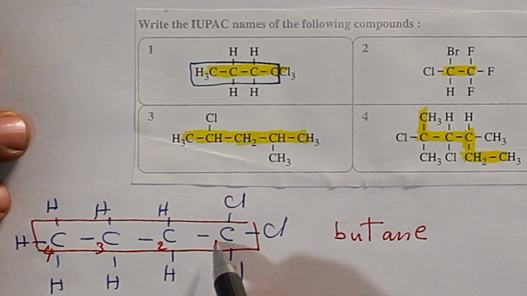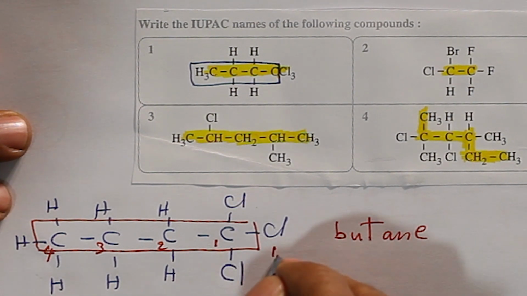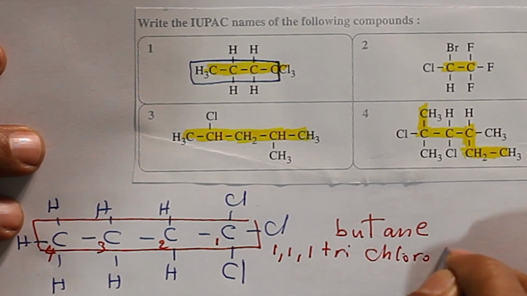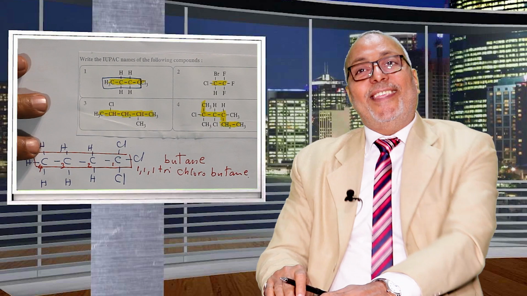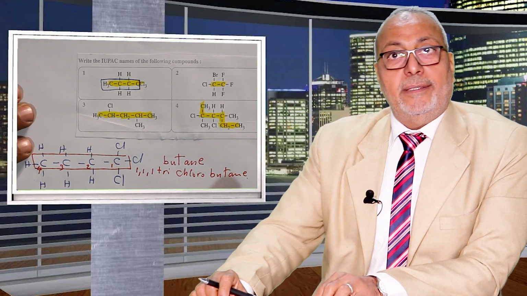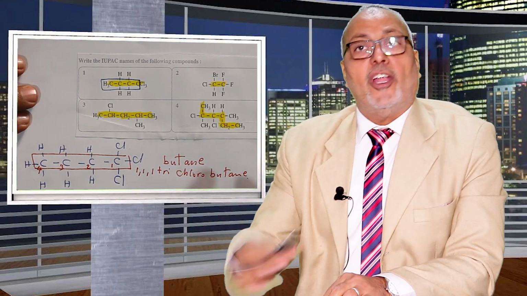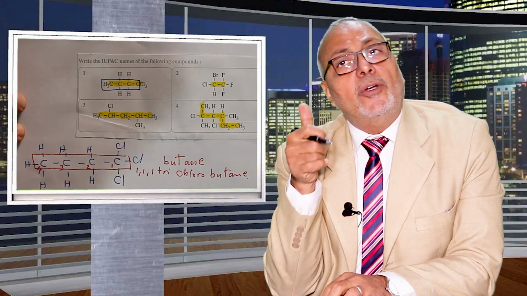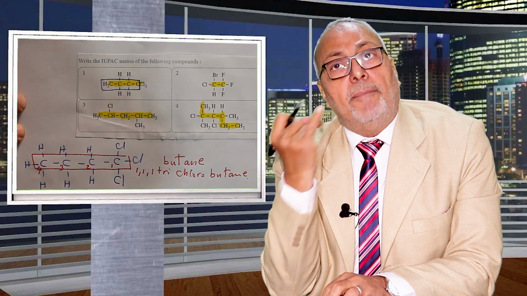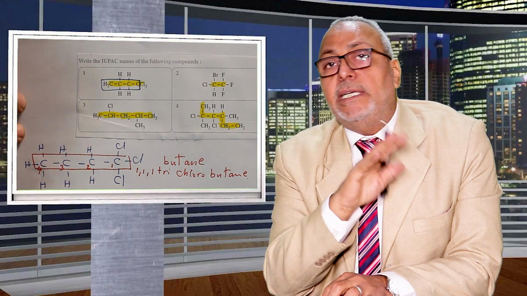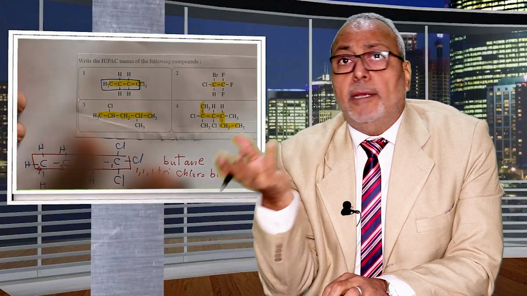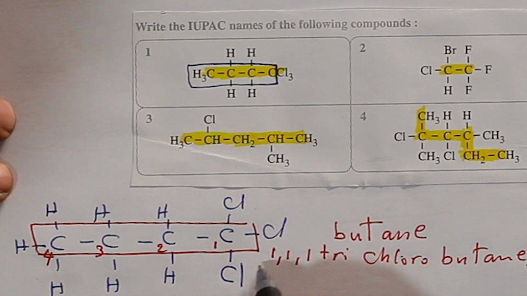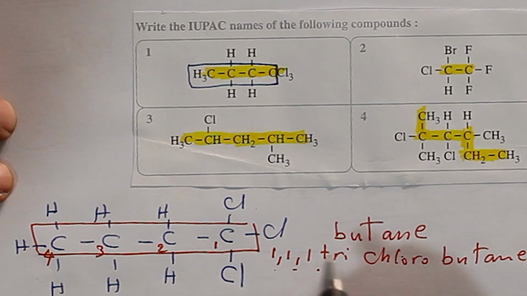At carbon number 1, 3 atoms of chlorine. 1,1,1-trichlorobutane. Again, it is very easy, not difficult. And you can try again different times. Number 1, choose longest continuous chain of carbon. Number 2, numbering from the nearest end to the branch. Number 3, put the name of each branch. We have 3 chlorine. 1, 2, 3.